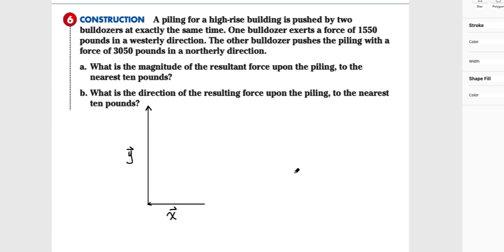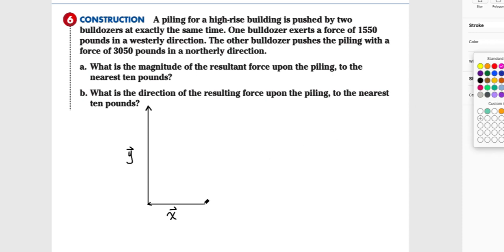In example 6, a piling from a high-rise building is pushed by 2 bulldozers at exactly the same time. One bulldozer exerts a force of 1,550 pounds in a westerly direction, and that'll be this one. The other bulldozer pushes the piling with a force of 3,050 pounds in a northerly direction. So x refers to the westerly direction, y refers to the northerly direction. What is the magnitude of the resultant force upon the piling to the nearest 10 pounds?